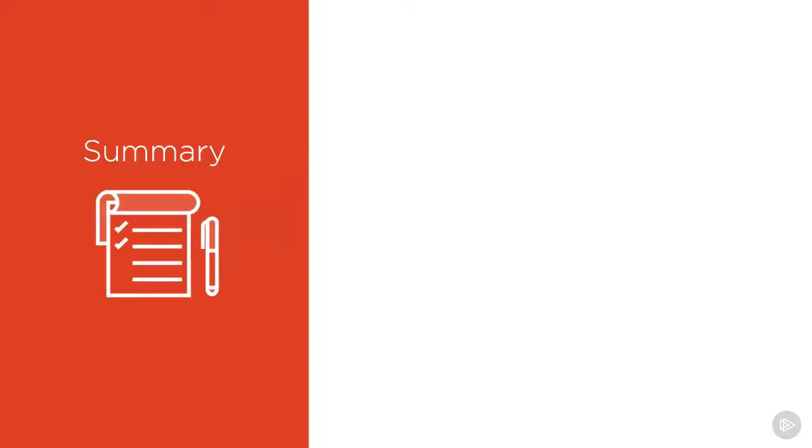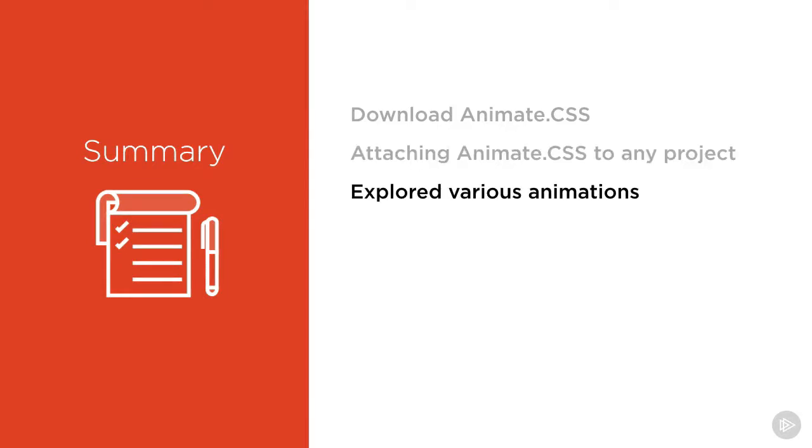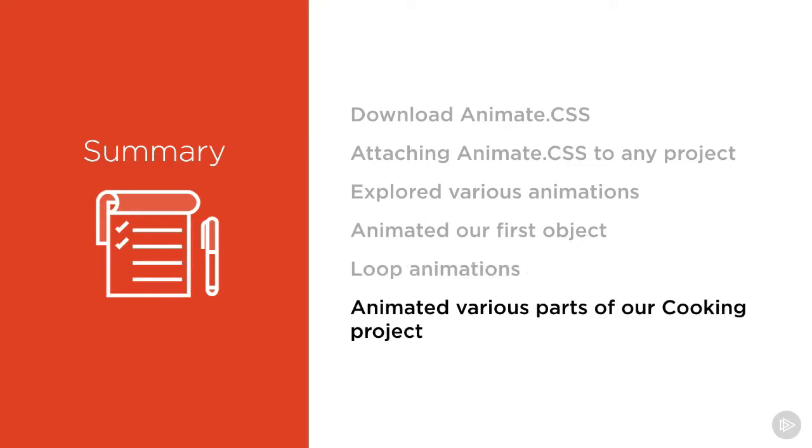This section has really allowed us to do a couple things. It allowed us to download Animate CSS. It allowed us to attach Animate CSS to any project. It allowed us to explore various animations as well. So we're able to see the types of animations that come default with Animate CSS. And we were able to get in and start animating our first object, as well as loop our animations over and over if needed. And then we were able to go in and animate various parts of our cooking project.